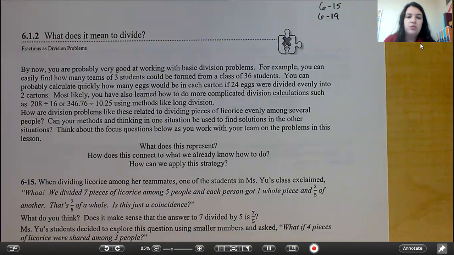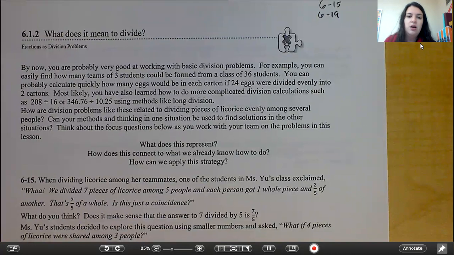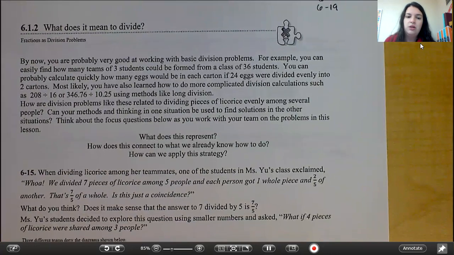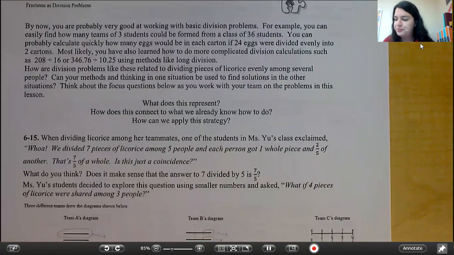Think about the focus questions below as you work with your team on the problems in this lesson. What does this represent? How does this connect to what we already know how to do? And how can we apply this strategy?